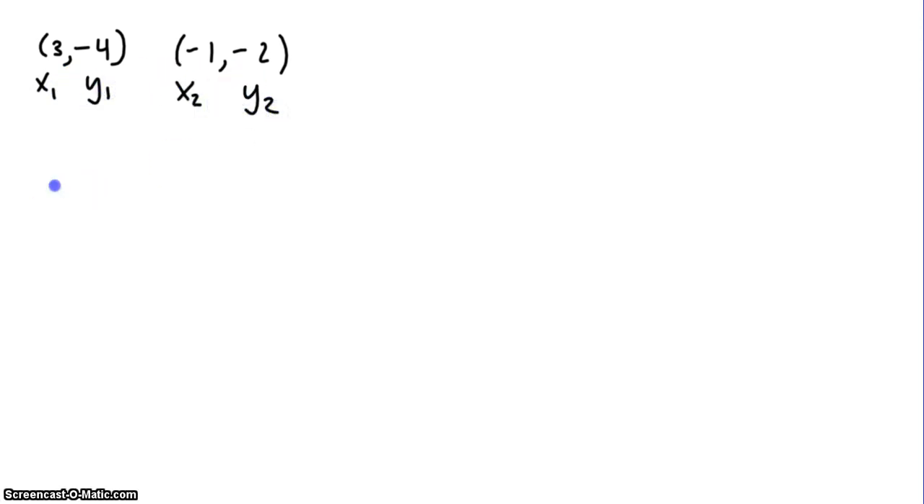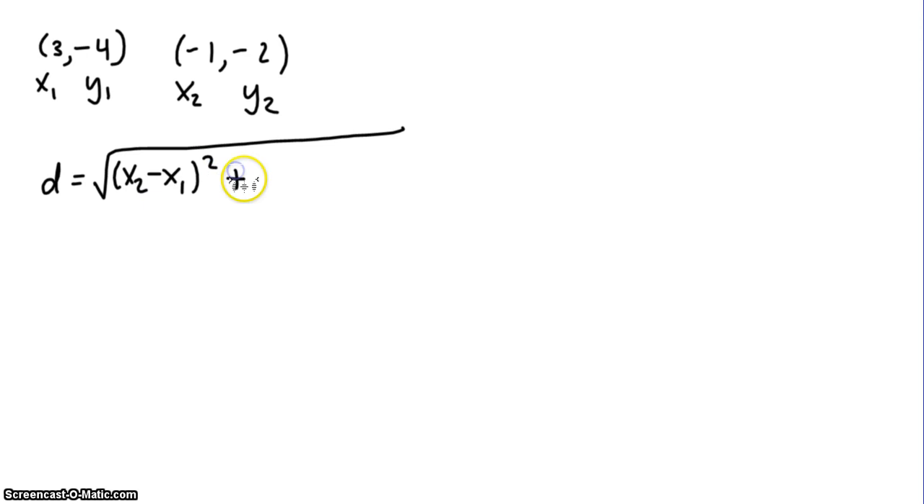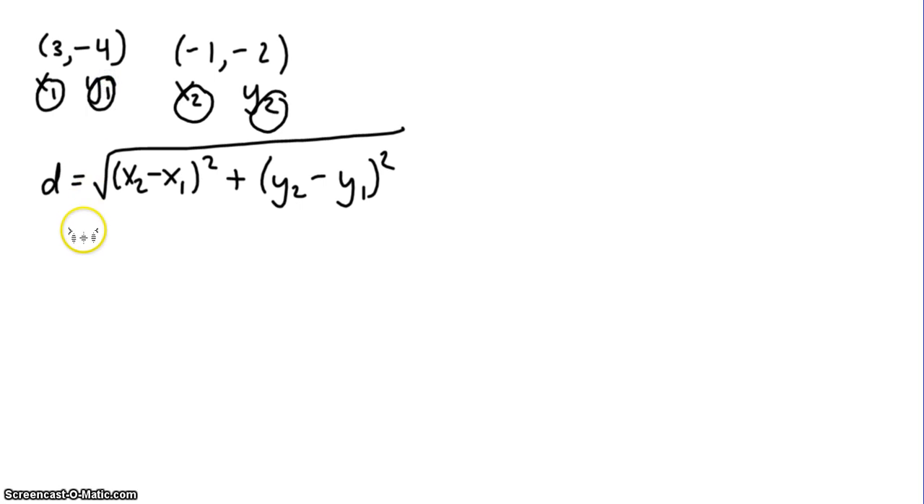Let's say I want to find the distance between the points 3, negative 4, and negative 1, negative 2. Now I'll just let the first one be the point x1, y1, and the second one be the point x2, y2. So the distance between those 2 points, as our formula shows, is just the square root of x2 minus x1 squared plus y2 minus y1 squared. Now it doesn't matter which one you call x1, y1, x2, y2, just as long as you keep these subscripts together, our first point and our second point.